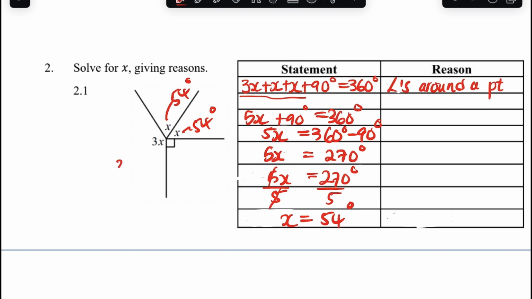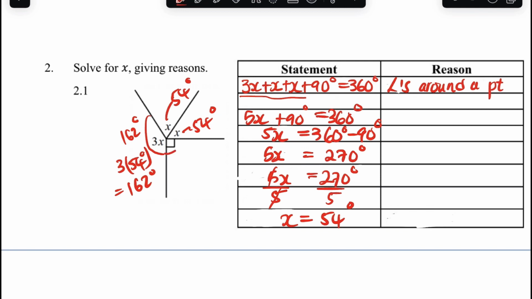This one is 3 times x, which is 3 times 54. That will be 3 times 54, it's 162. So this angle is going to be 162.